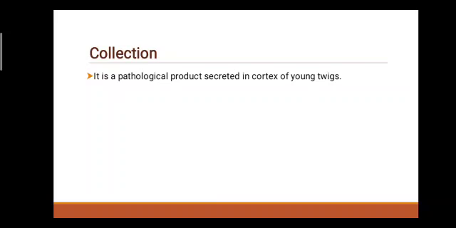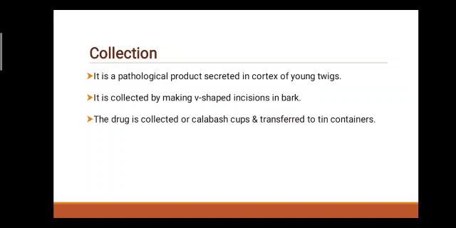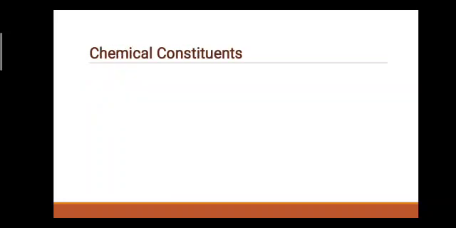Now next point, collection. It is a pathological product secreted in the cortex of young twigs. It is collected by making V-shaped incisions in the bark. The drug is collected in calabash cups and transferred to tin containers. Next point, chemical constituents.